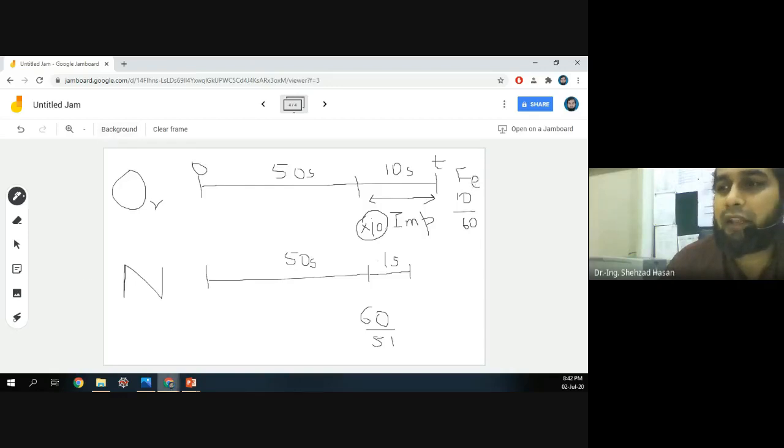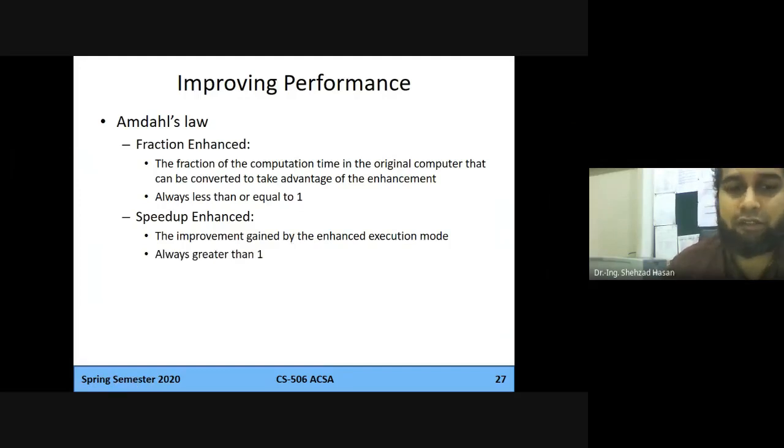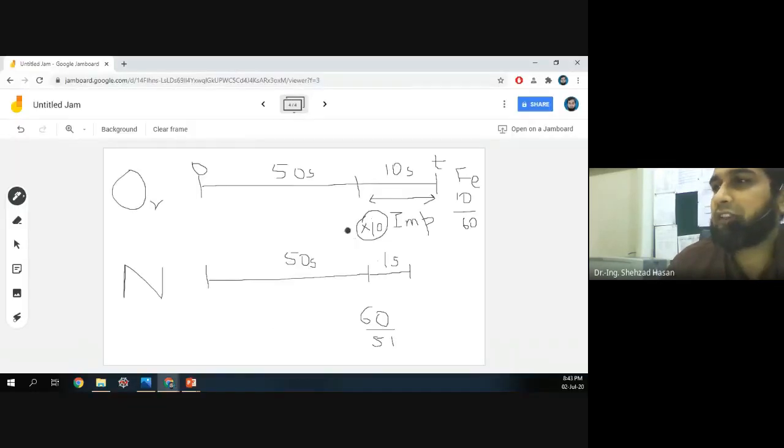Then the other term is speed up enhanced, the improvement gained by the enhanced execution mode. It is the factor by which you have enhanced it. If you know these two things, you can easily calculate the overall speed up, sometimes represented as SP. What will that be?